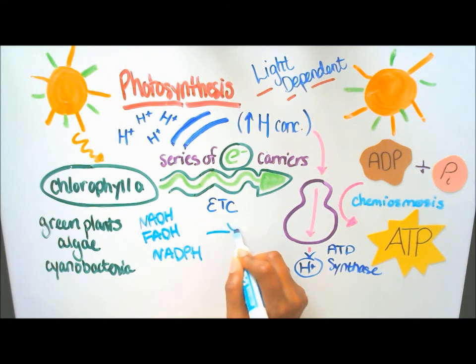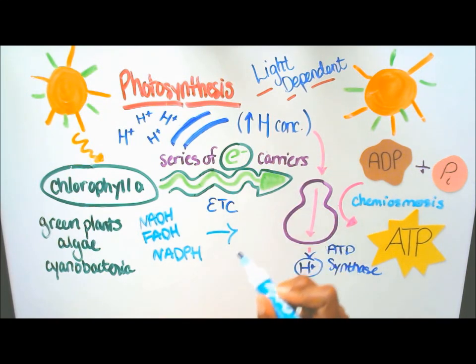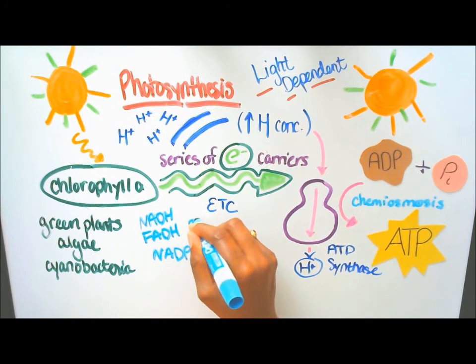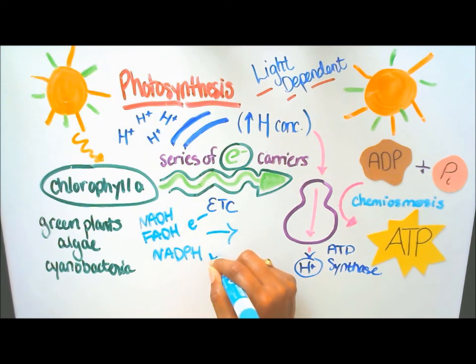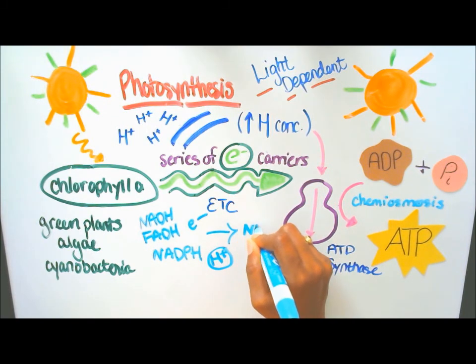Now, these molecules or electron carriers lose their electrons, so electrons are lost. Protons are also lost, giving us NADP+.